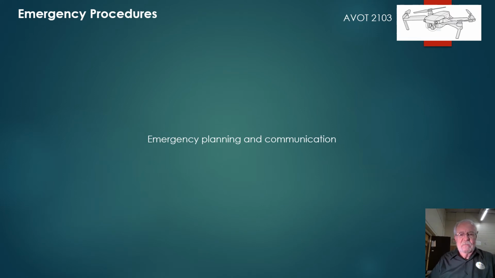Emergency planning and communication. What we talked about there: communicating with all of the crew members about the possible hazards, and also what might need to be done if there becomes a hazardous situation. What are your plans as a pilot in command? What are your plans if you have a battery fire or one of the motors stops working and it crashes into something, that kind of thing. So we need to be aware of that.